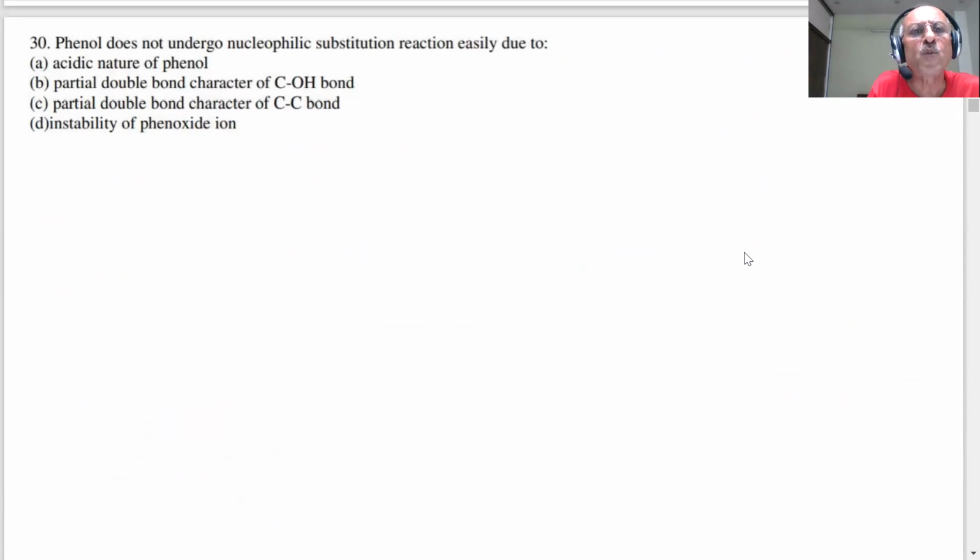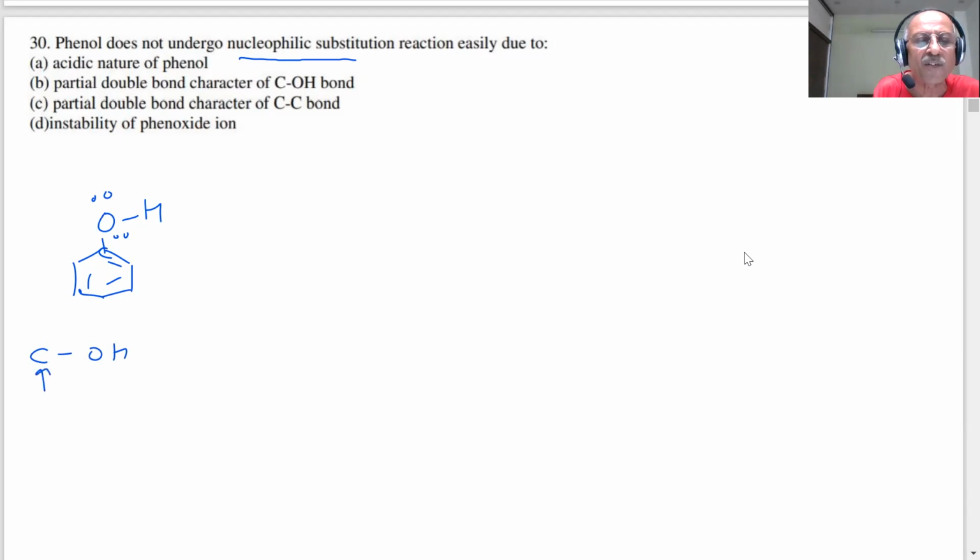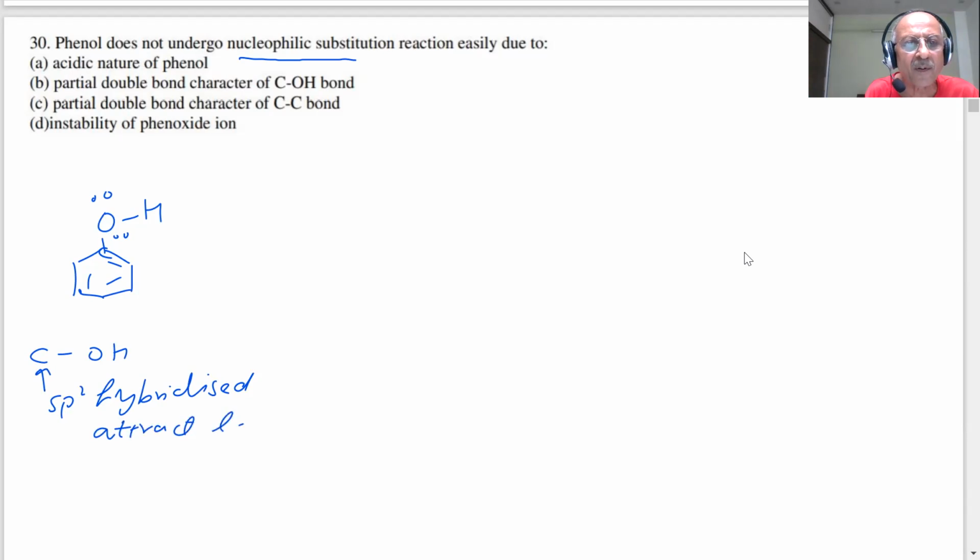Phenol does not undergo nucleophilic substitution reaction easily. What do you mean by nucleophilic substitution reaction, students? What is a nucleophilic substitution? This is my phenol. There is a lone pair of electrons. Now here you see this carbon, the C-OH carbon, this carbon joined with oxygen is sp2 hybridized. So it can attract this lone pair of electrons of the oxygen, student.